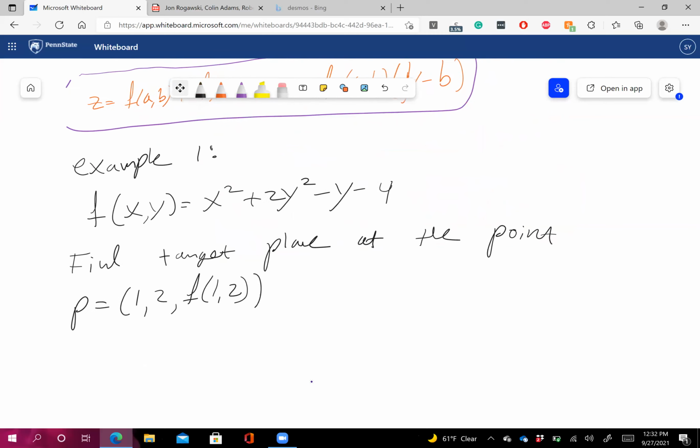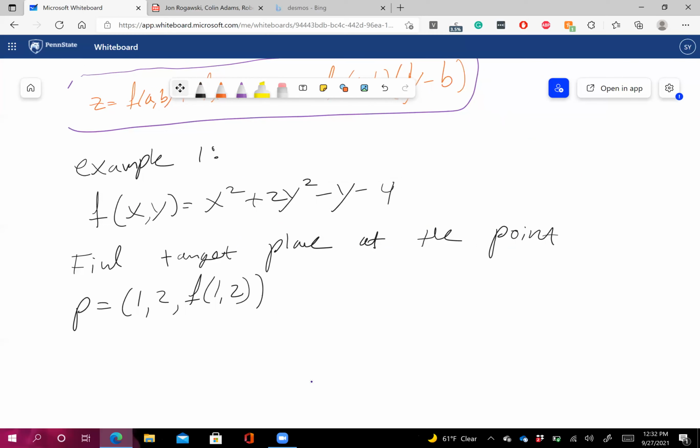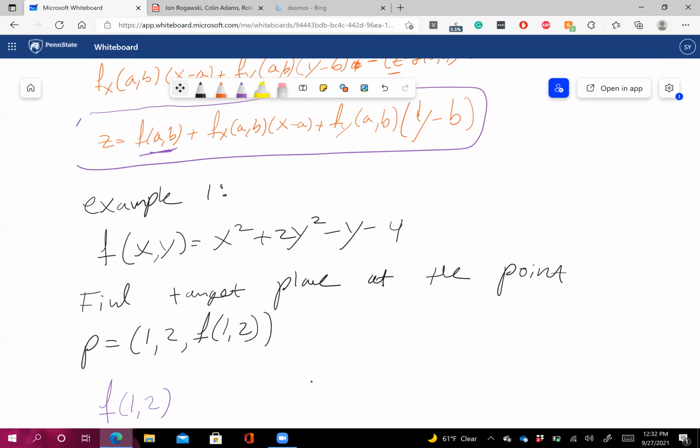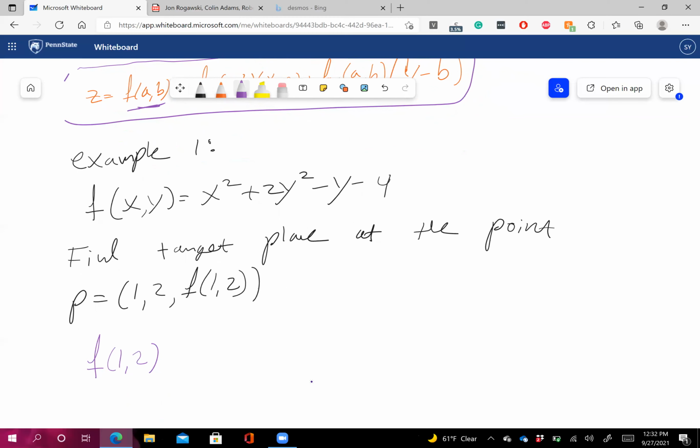So the pieces of information that we need: what is f of (1, 2)? That's this first part over here. What is f of (a, b)? So what is f of (1, 2)? Well, that's just going to be 1 plus 4 times 2, which is 8, minus 2 minus 4. And that's just going to be 8 minus 6, which is 2, so 3. That's the first piece of information that we need.